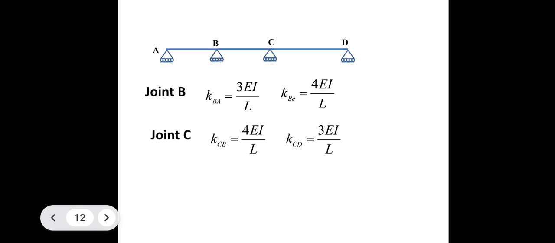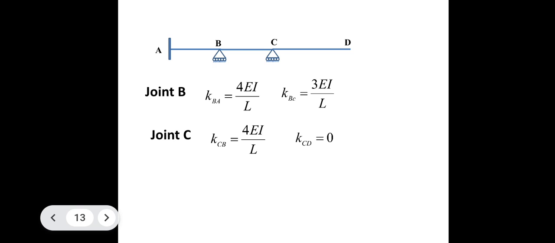Now let's see joint C. For joint C, the left far end is B, which comes under continuous, so the value is 4 EI by L. Whereas the right far end is D, which comes under the category of simple and therefore the value is 3 EI by L. If we see another example, here we need to calculate only for support B.